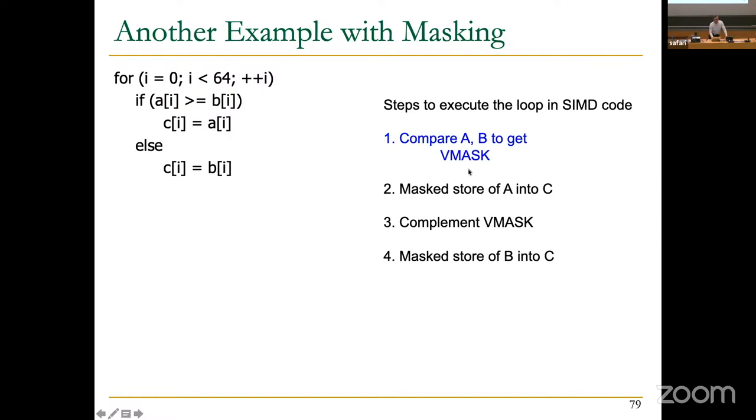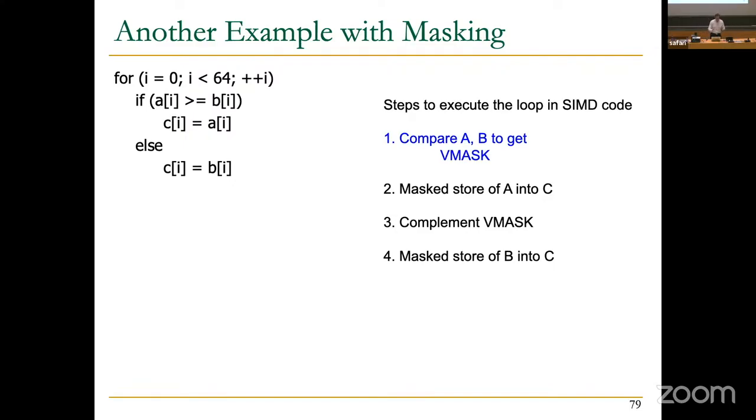What we need to do is compare A and B to get the V mask. And then we do a mask store of A into C. And then we complement the V mask, that's the else. And then we do a mask store of B into C. And once you go out of this loop, you set the V mask to all ones. So you can actually do operations on the mask vector also. So basically, you're doing predicate computation on the mask vector.